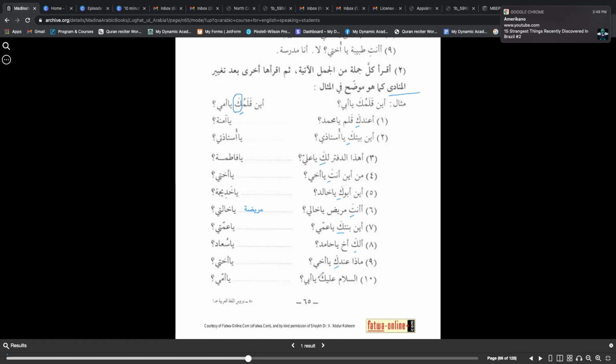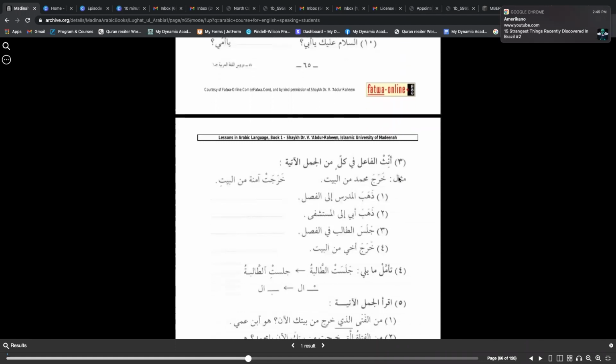Assalamu alayka ya abi. You go giving salams to your father. Oh, my dad. If you're talking to your mom, ya umi, we change it to assalamu alayki ya umi. Let me clear everything out real quick so we can go to the next page.